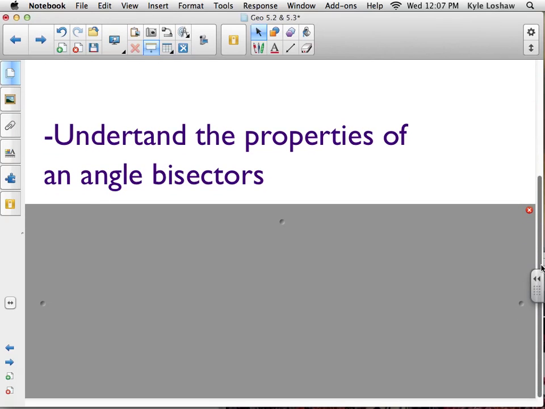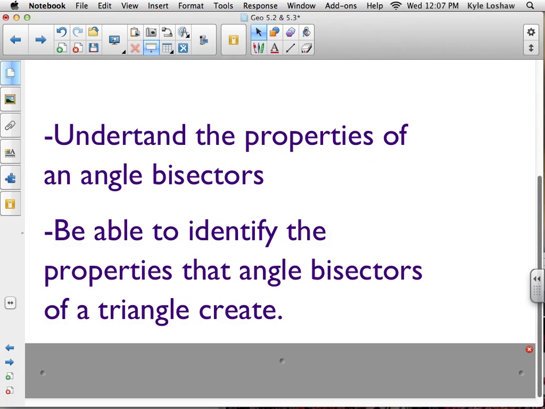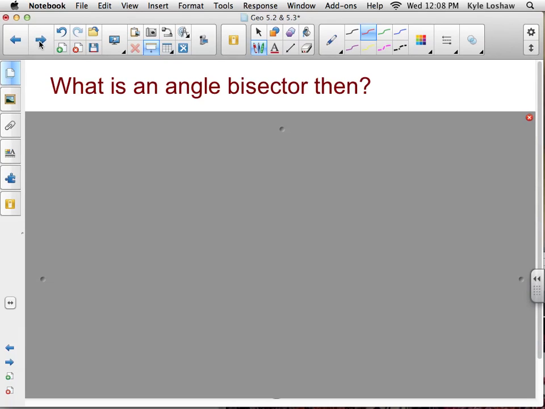And then number two, and probably a little bit more important today for this focus, is I want you to be able to identify the properties that angle bisectors of a triangle create. So if I ask them for you, or have you produce them, you should be able to confidently discuss them. But first, a brief review of angle bisectors.